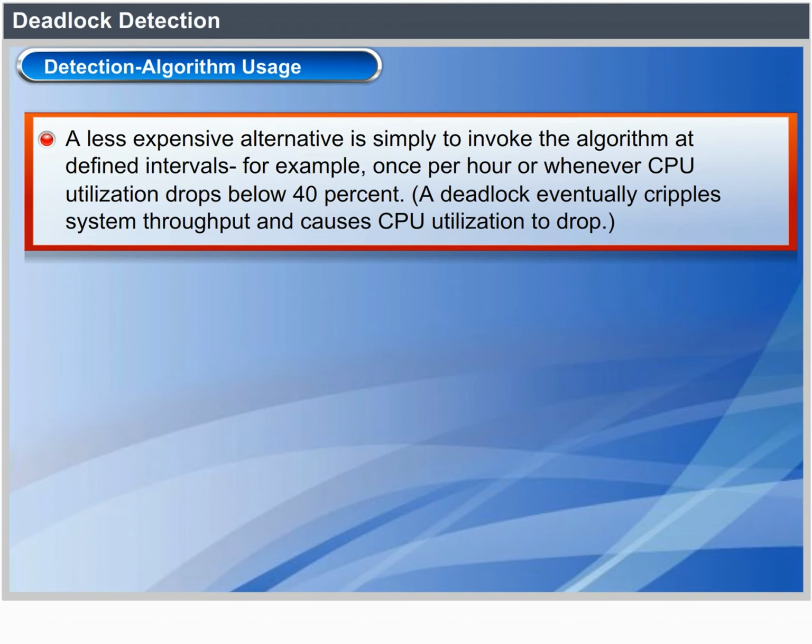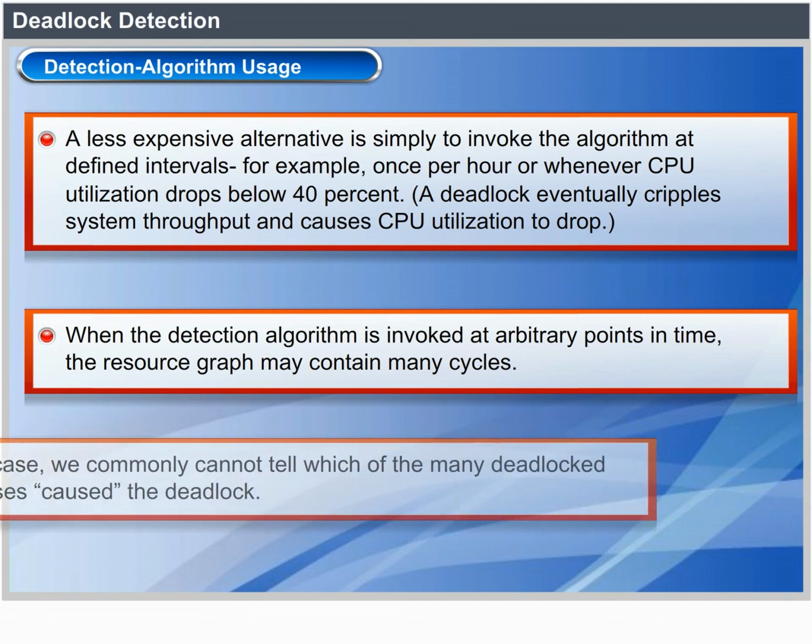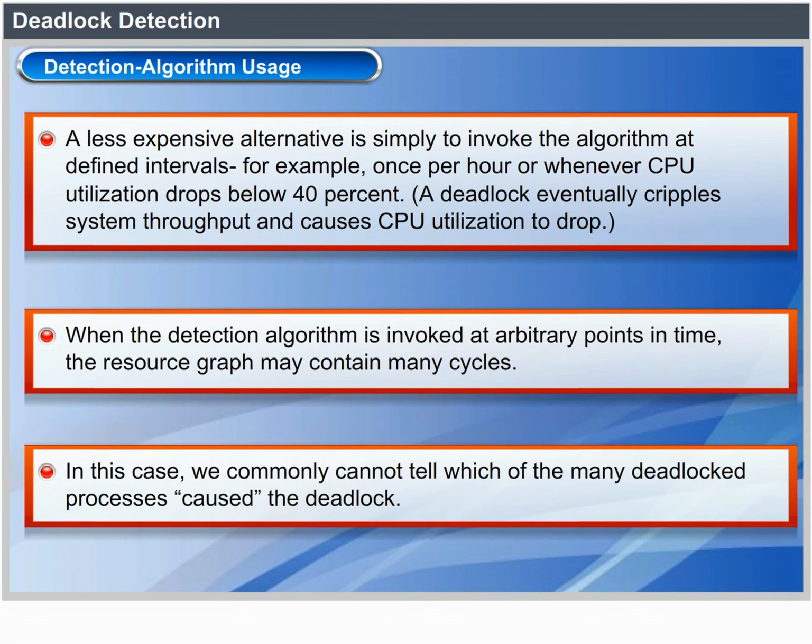If the detection algorithm is invoked at arbitrary points in time, the resource graph may contain many cycles. In this case, we generally cannot tell which of the many deadlocked processes caused the deadlock.